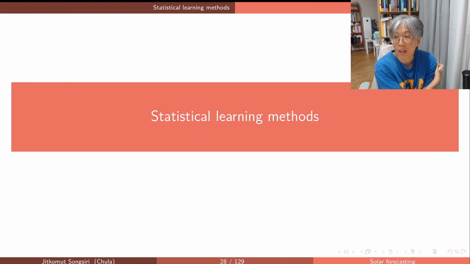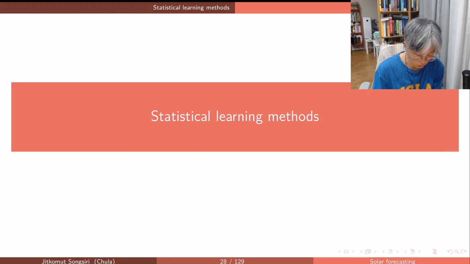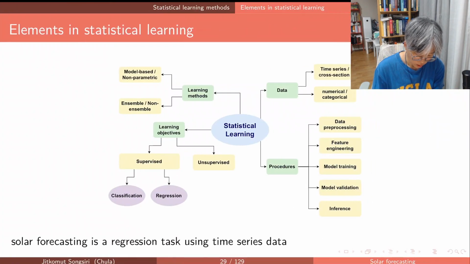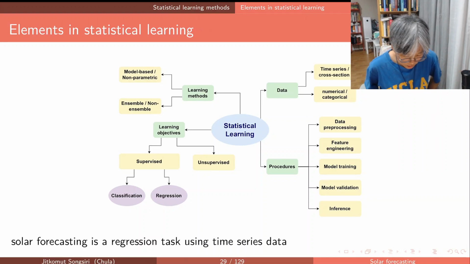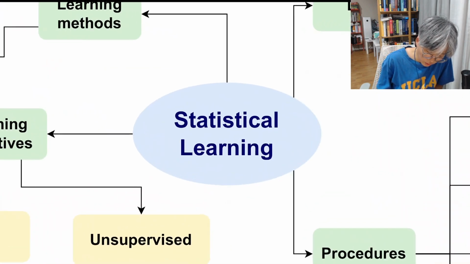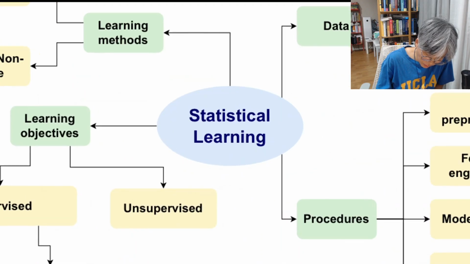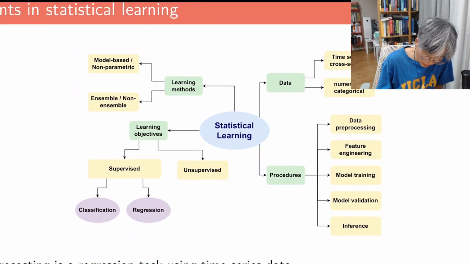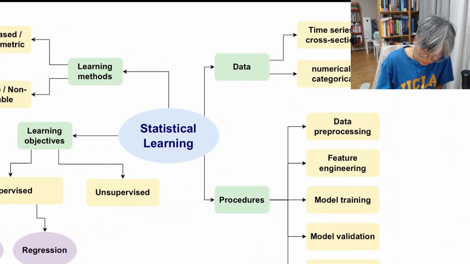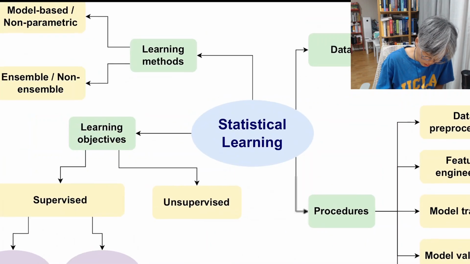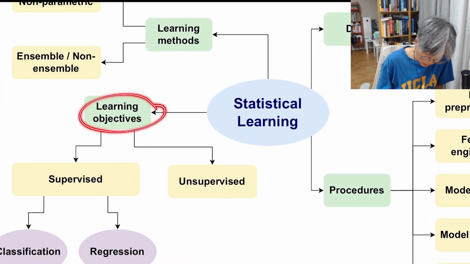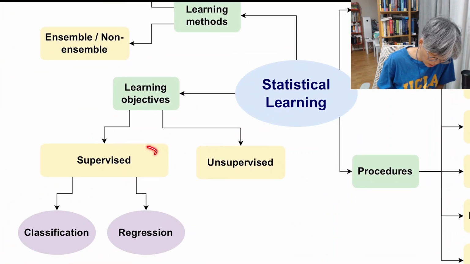These principles can be applied to any type of forecasting model, solar energy or electrical load consumption. So that's why I'm just gonna explain a general guideline that lies within the field of statistical learning. This field, when we take a look at the general mind map for statistical learning, if you focus on the learning objective, it can be categorized into supervised and unsupervised learning.